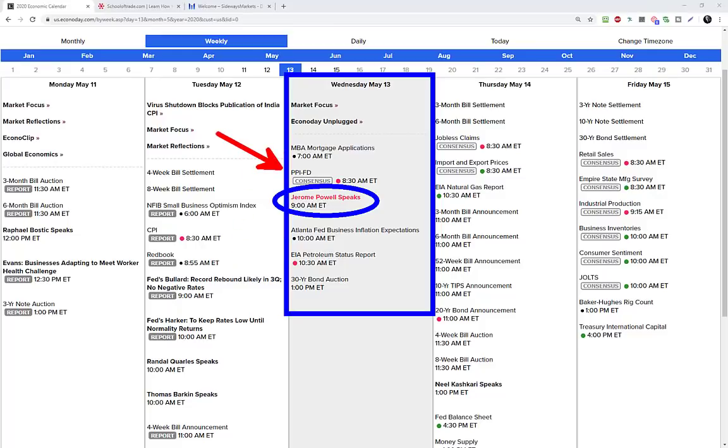After all, we got that PPI number at 8:30 Eastern time. And guys, don't forget, whenever we talk about PPI, CPI, any of those inflation reports, you got to be thinking currencies, you got to be thinking gold.